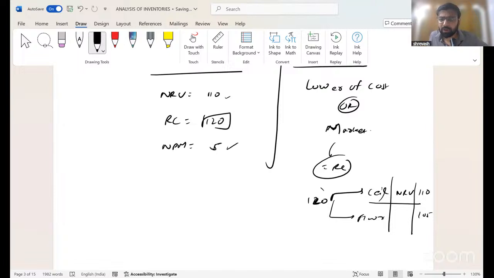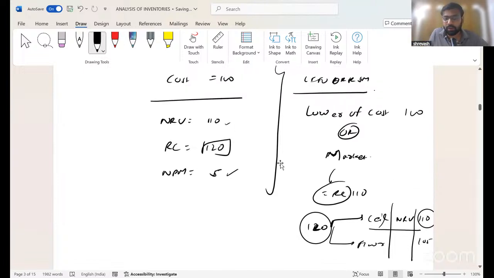Where is my replacement cost? 120. Maximum it can be 110. What do I take as replacement cost? 110. So, lower of cost or NRV, sorry, lower of cost or market. Market is equal to replacement cost. My replacement cost is 110. Cost is how much? 100. Market is equal to replacement cost, and replacement cost I've just calculated is 110. So, my inventory will be valued at 100.